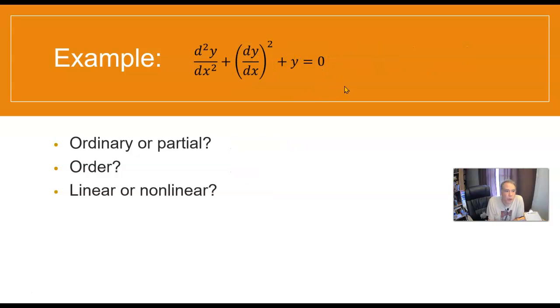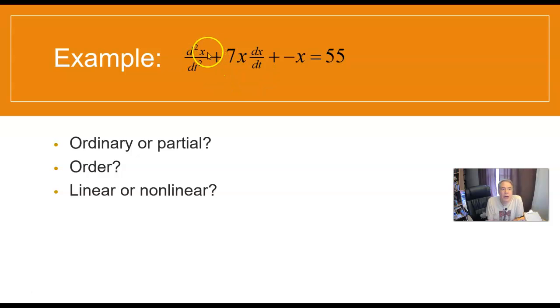How about this one? d squared y dx squared plus dy dx squared plus y equals 0. Ordinary or partial? Ordinary. Order? Second, because it involves a second derivative. And then we've got this first derivative being squared, so it's nonlinear.